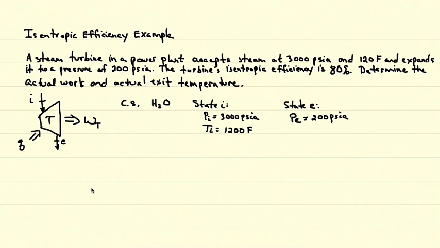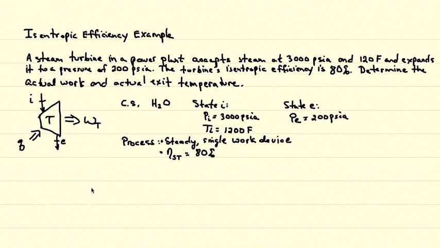After writing down the state information, I like to write down some information about the process. This is a steady single flow work device. That's one piece of information, and it's going to set up a lot of the equations that we use. The other piece of information we know about the process is that there is an isentropic efficiency for this turbine that's equal to 80%, and we want to make note of that as well.